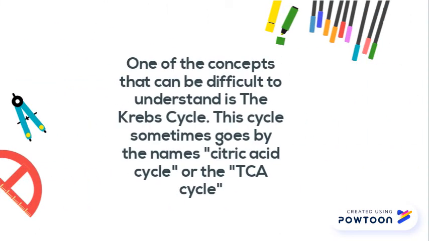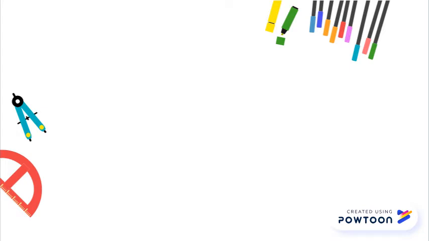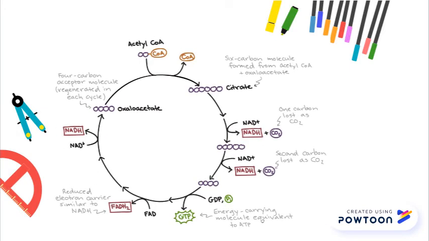One of the concepts that can be difficult to understand is the Krebs cycle. This cycle sometimes goes by the names citric acid cycle or the TCA cycle. Here is an overview visual of what the Krebs cycle looks like. Let's break it down step by step.